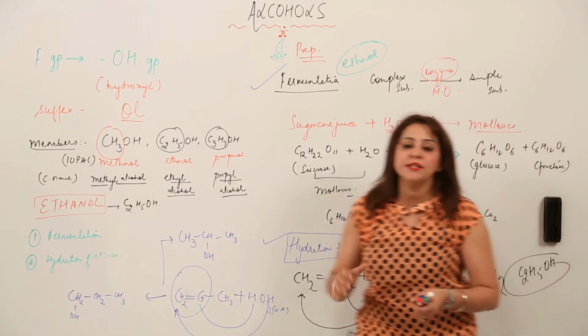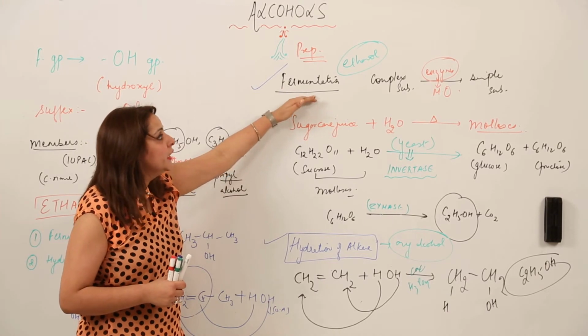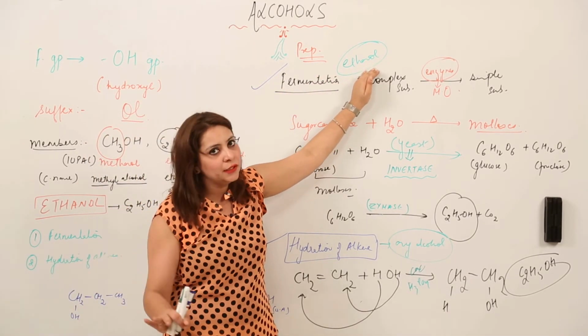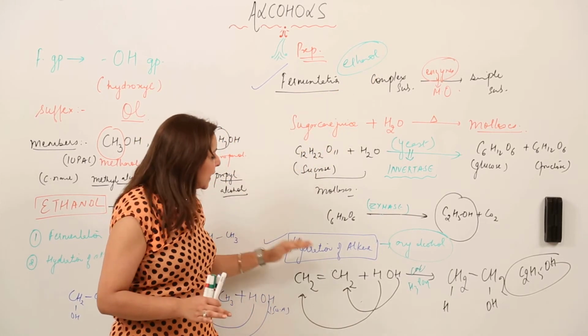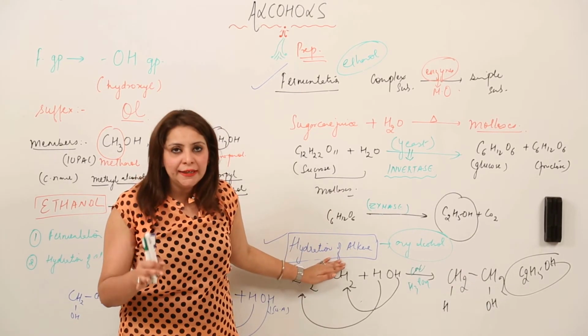So I think you are now familiar with the preparation. The first method is fermentation. This method is strictly used for ethanol, not for any other alcohol, and it is commonly used in breweries. The second is hydration of alkene. This method can be used to prepare any alcohol.